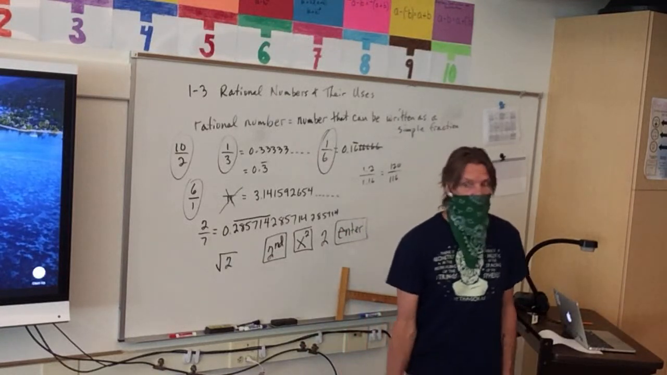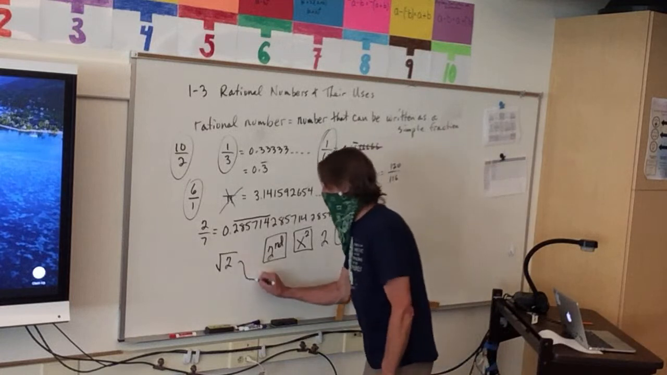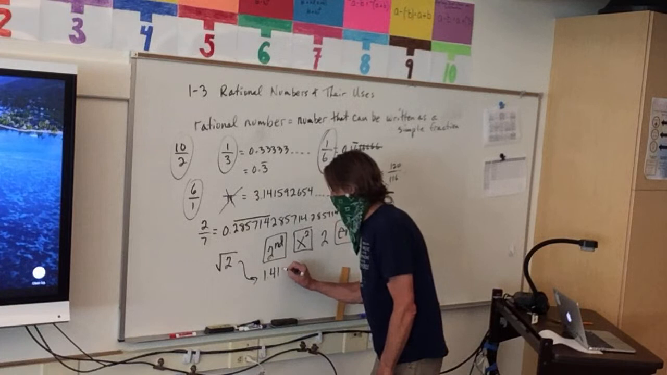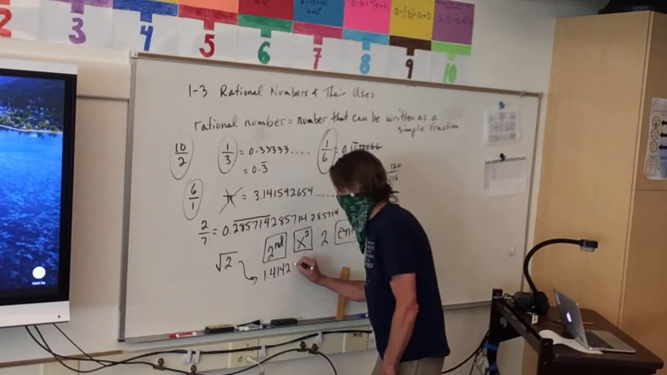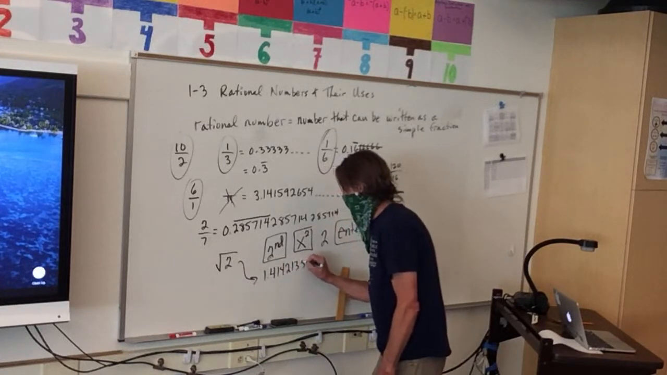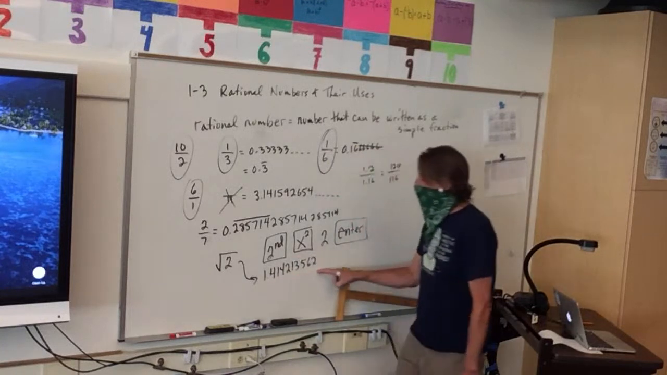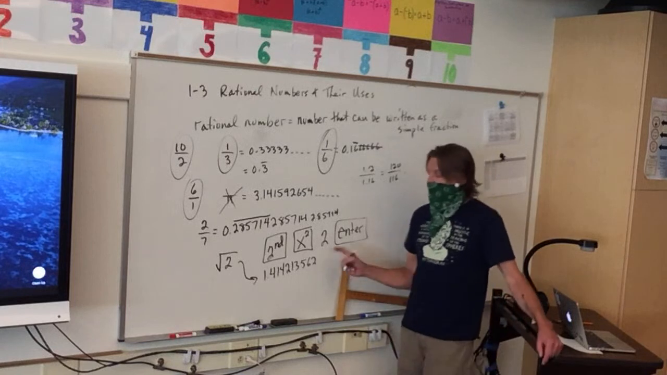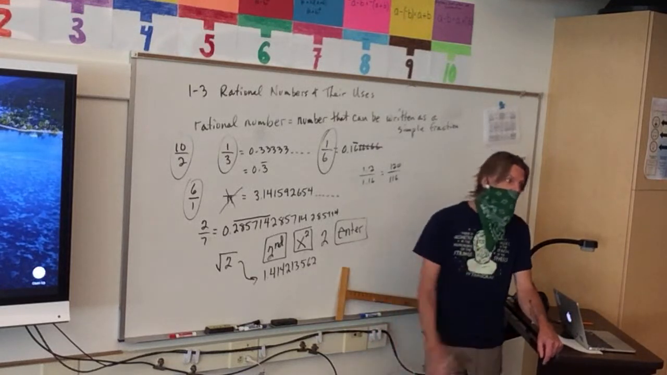So what do you get for that number? 1.4142135 62. Does it look like there's a repeating pattern? Not really. So if there's not a repeating pattern, it can't be written as a fraction.